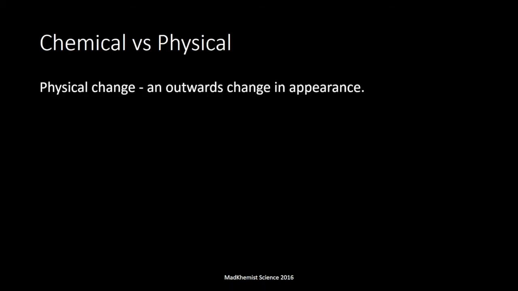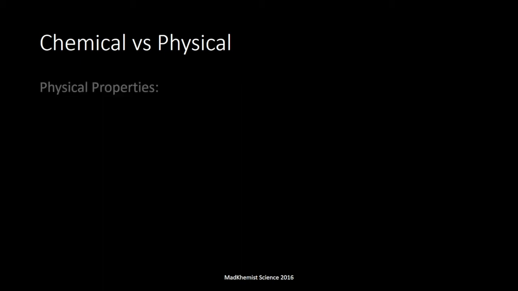The major difference between a chemical and physical change is composition. With a physical change, there is an outward change in appearance, but the composition remains the same. Examples of a physical change would be texture, color, temperature, shape, and state. Let's talk about some of the physical properties of matter.